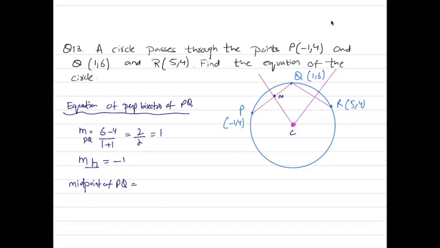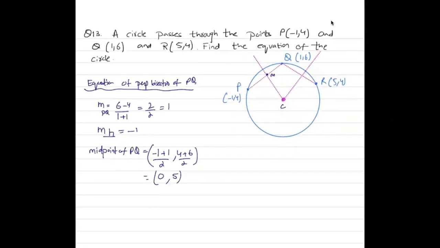Okay, midpoint of PQ is going to be x1 plus x2 upon 2, y1 plus y2 upon 2. So that's going to be 0, 5. Now using this gradient and this point, I'm going to find the equation of a line, the perpendicular bisector line. y minus y1 equals m times x minus x1.